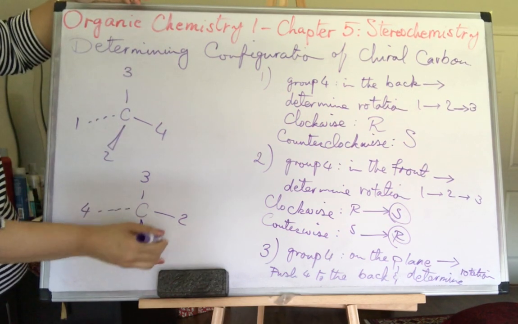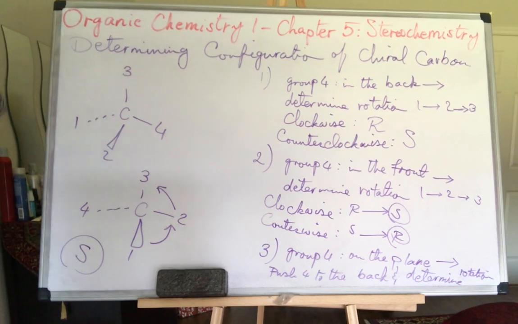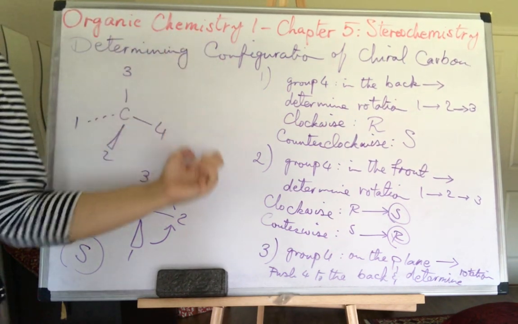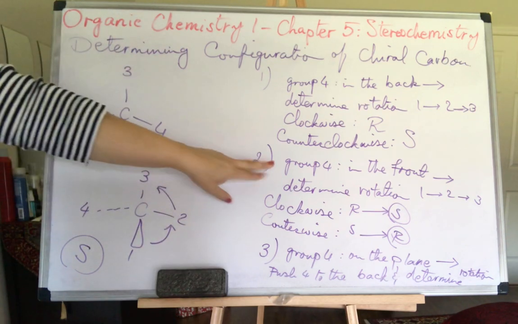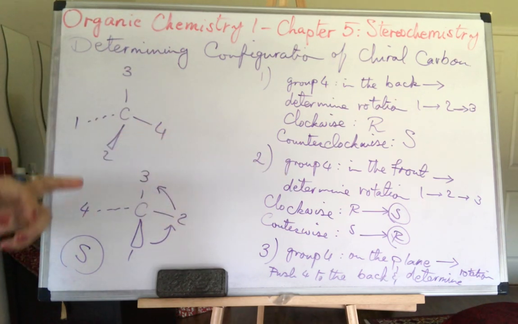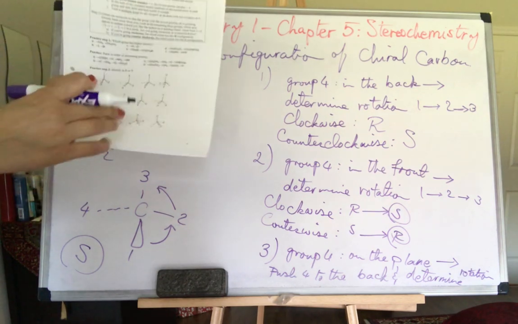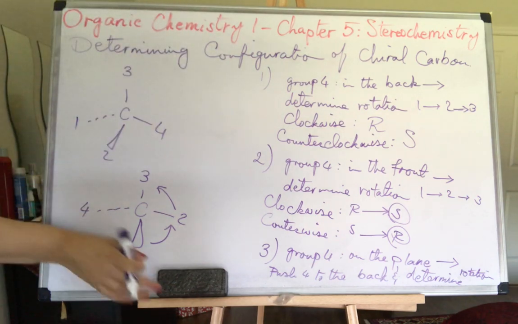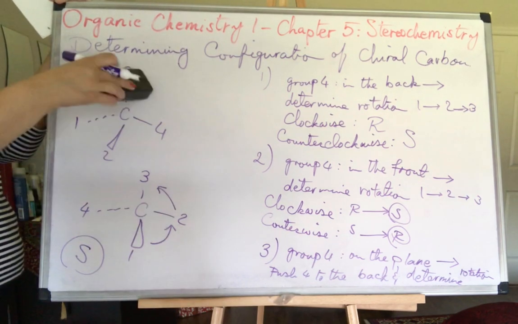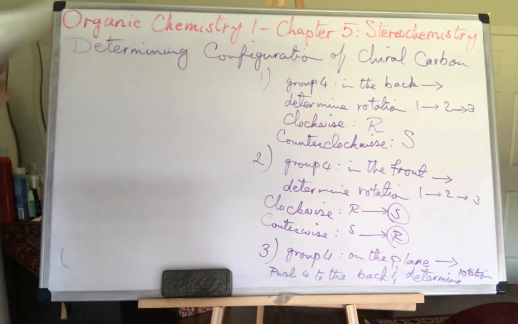So now determine the rotation. 1 to 2 to 3, it is S. So for situations 1 and 3, you don't have to switch the letter. Only when group 4 is in the front, switch the letter. You can do it for all of these examples on page 4. And now it's time to switch these groups to actual groups and show you how to determine the priority.